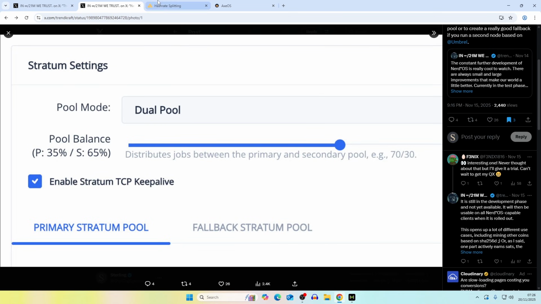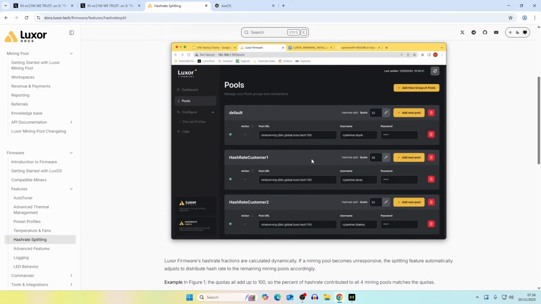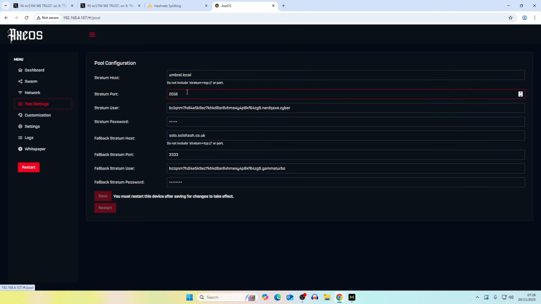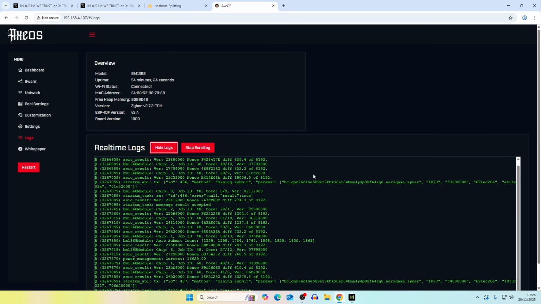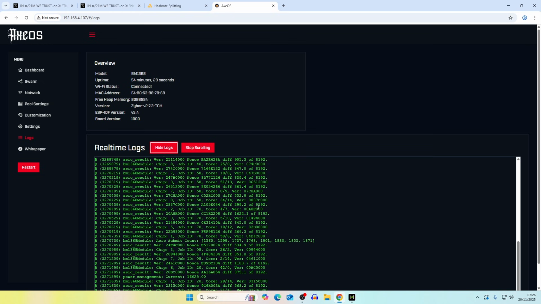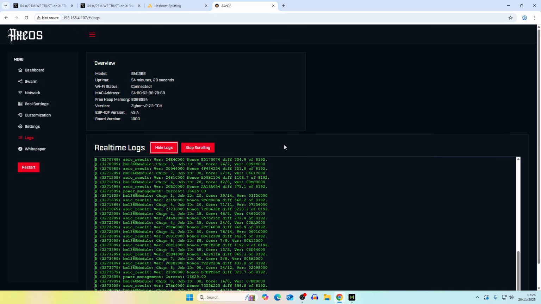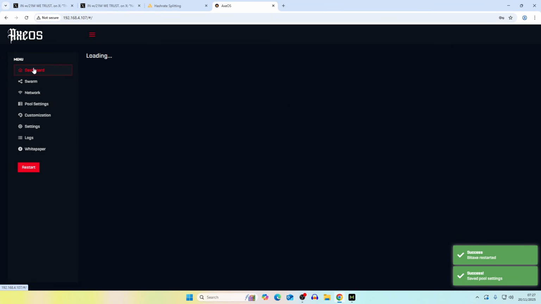So as I said, it only looks like two. On the Luxor OS, I believe you can add as many as you want, and it would look a little bit like this. So you have your pool configuration, you have your main pool, and then you have your fallback pool. So you could maybe set this to, let's just say, Bitcoin Cash, and then this one to Bitcoin, split it out 50-50. And that means that half of your shares, so if we go to logs here, show logs, I'm assuming that half of the submitted shares would go to one and then half of the submitted shares would go to the other. So that would be very cool to see overall.